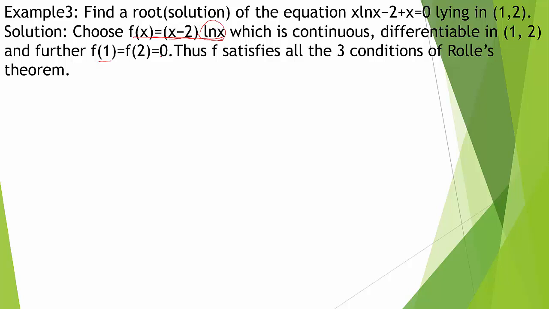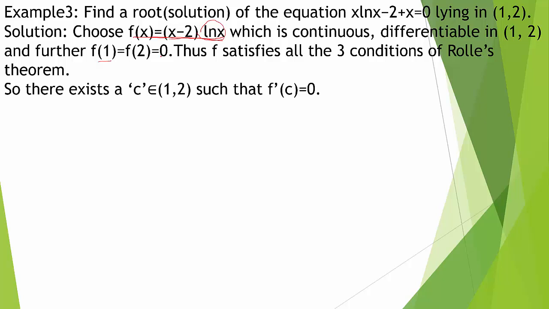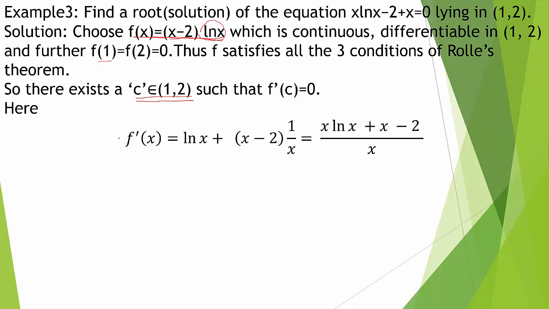f is continuous in the closed interval, f is differentiable in the open interval, and f of a equal to f of b. All these three conditions are satisfied by f(x). And so, there exists a point c in (a, b), that is, c in (1, 2), such that f dash c equal to 0. Here, f dash x equal to the derivative of this; we shall use the UV rule.